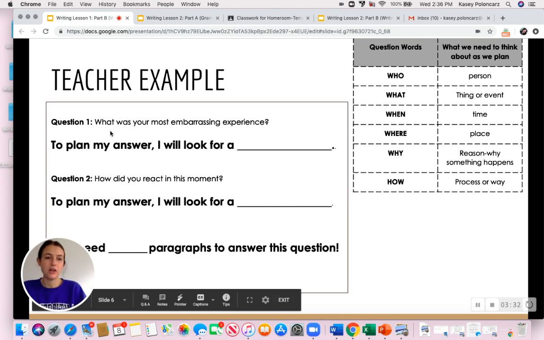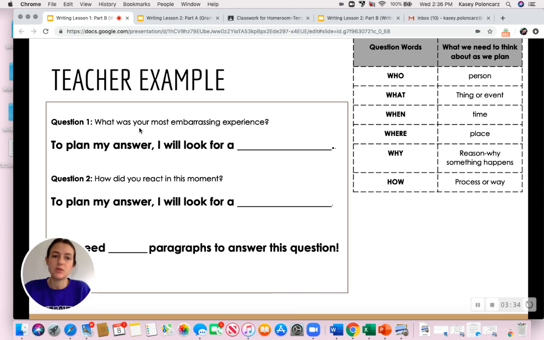So I separated the questions. My first question is, what was your most embarrassing experience? And my second question is, how did you react in this moment? To plan this, I'm going to look at my question word, what. So then I'm going to go back to my anchor chart and think about what I need. If it is a what question, I am going to need a thing or an event in my answer.